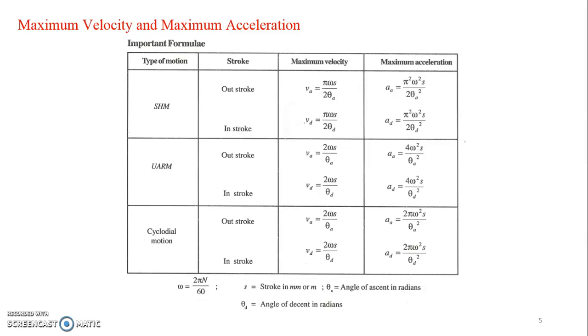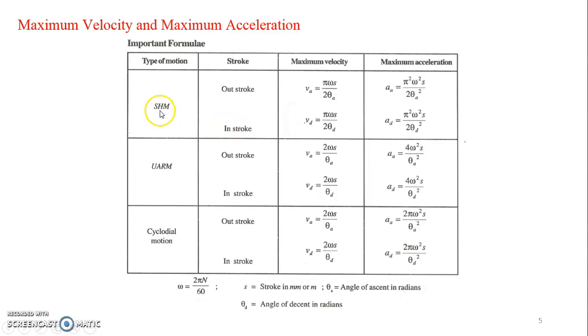In that, along with your definition of CAM, types of followers, types of CAM, all those things, I have also put up this chart. Here, for each type of motion, there is simple harmonic motion, UARM, and cycloidal. For them there is a formula for maximum velocity and maximum acceleration. So you have to remember these formulas, and depending upon the motion of the stroke, you are supposed to give the answer.